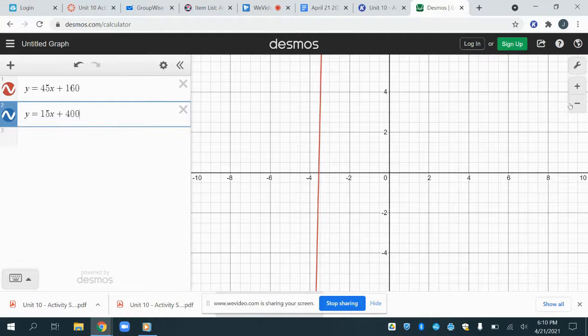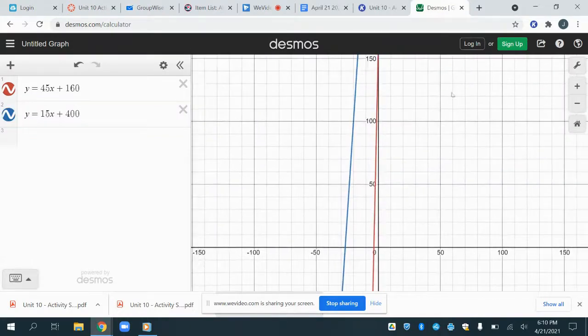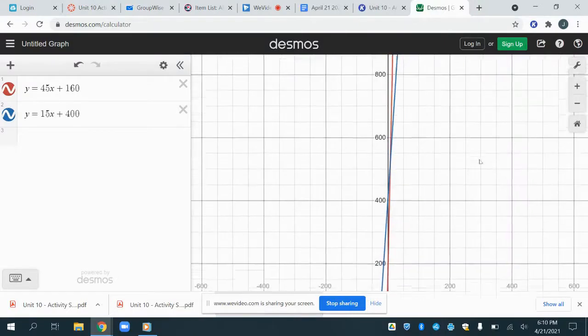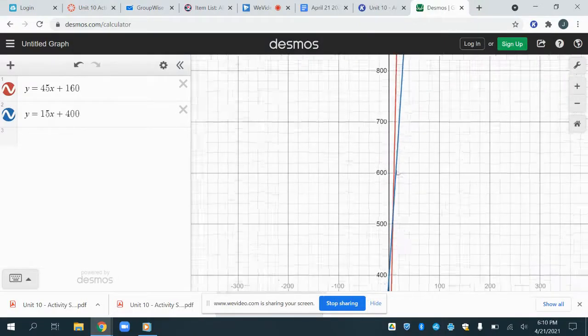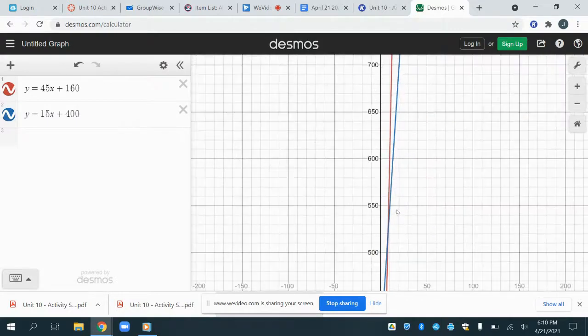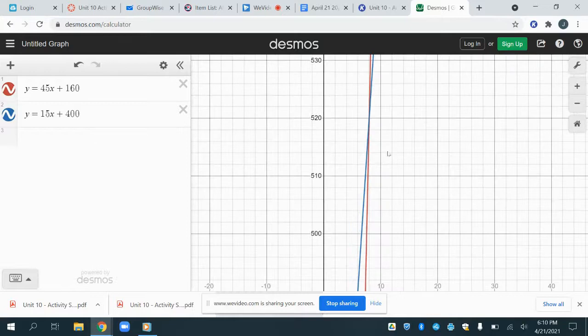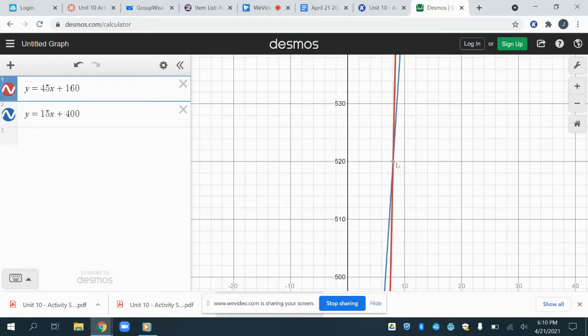I just got to zoom out a bit. You can see our two lines there. What's going on here? They cross somewhere up here. They cross right there at 8, 520. We'll talk about what that means, but one is the weeks and one is the amount of money. I bet you can guess which is which. We'll come back to that.